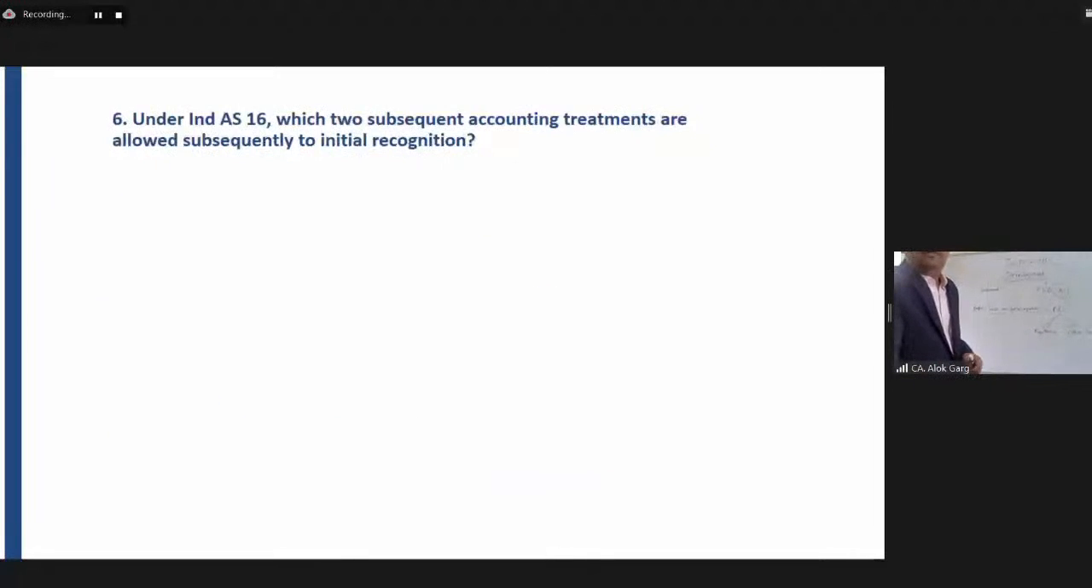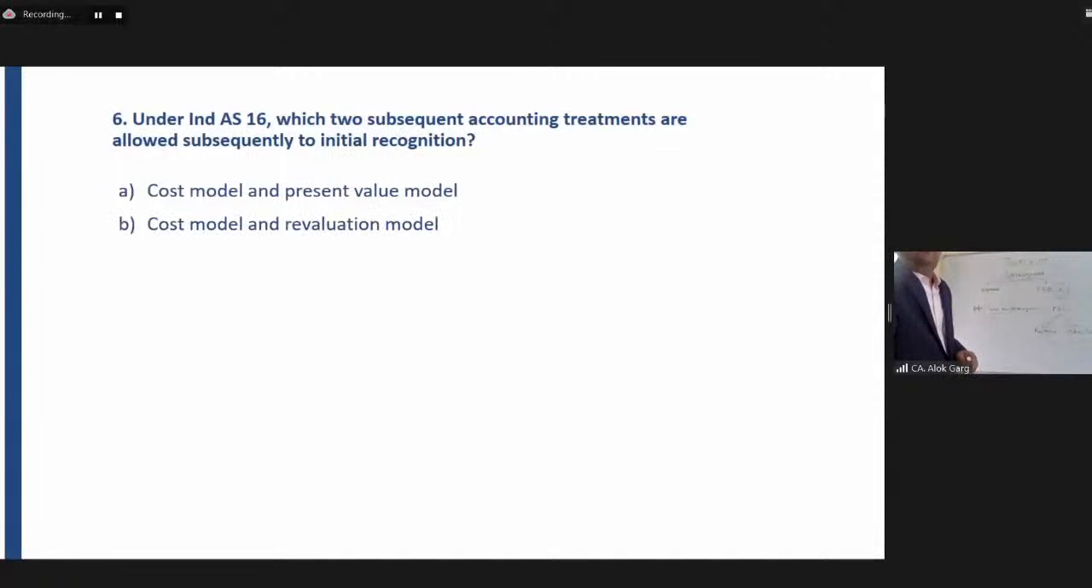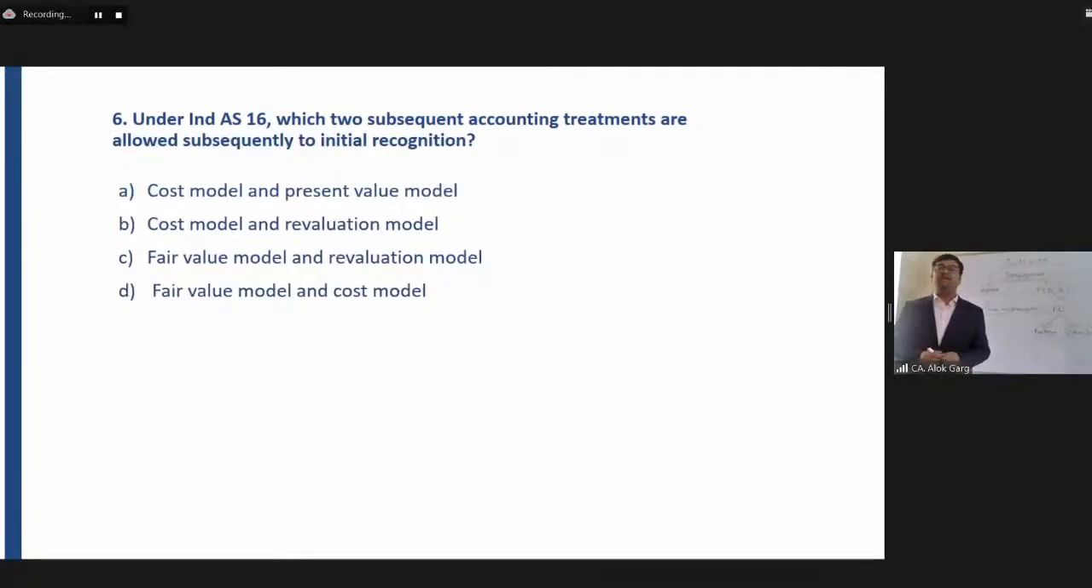Great, friends. Under Ind AS 16, which two accounting treatments are allowed subsequent to initial recognition? Cost model and present value model, cost model and revaluation model, fair value and revaluation model, fair value and cost model. Which is the right approach given under the standard? Very simple question, sir. I want at least 20 answers.